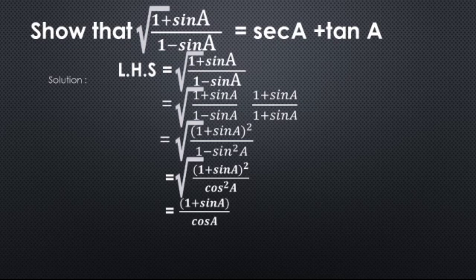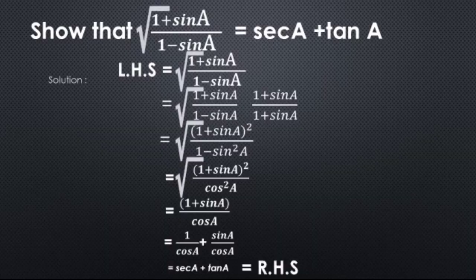We can write 1 plus sin A by cos A as 1 by cos A plus sin A by cos A. We can write 1 by cos A as secant A and sin A by cos A as tan A. So, secant A plus tan A. So, this is RHS.